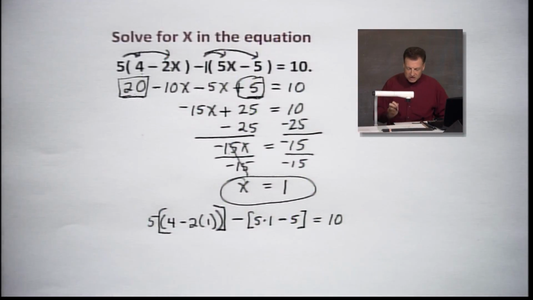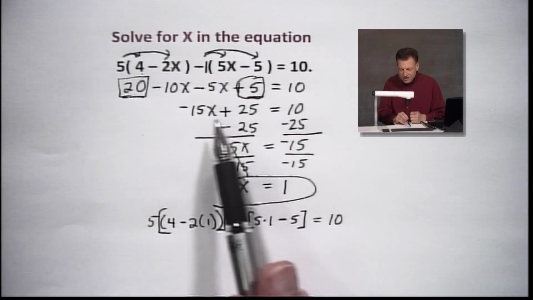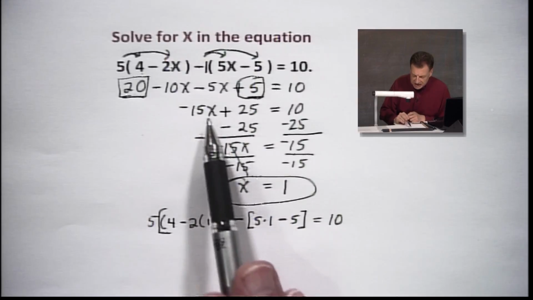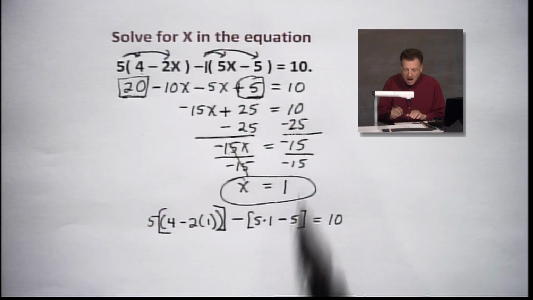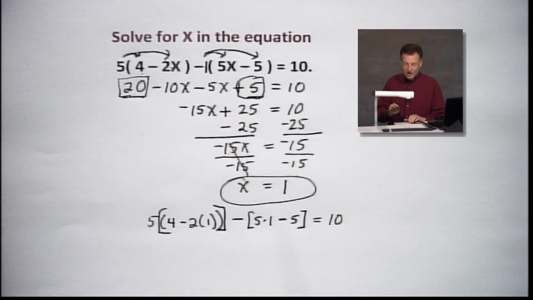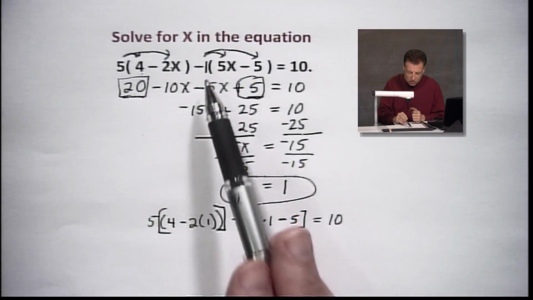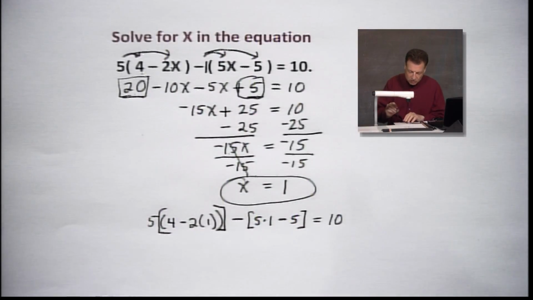Now, my friends, notice what I did. I went back to the original. Don't jump in the middle of the problem and say, oh, it'd be a lot easier if we just started at negative 15x plus 25 equals 10. But you might have made a mistake getting there. So go back to the very, very first problem, to the first of the equation. The first equation, you've got the problem that you started with, all those good things. That's where we're going to go.